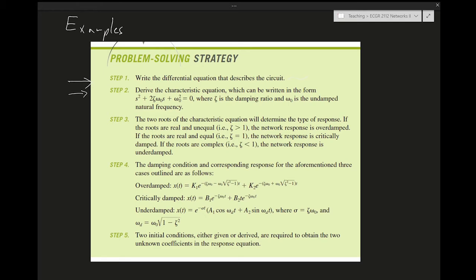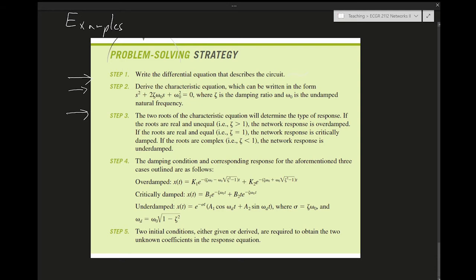So the second step is to write the characteristic equation that corresponds to that differential equation, and that's allowed us to deduce what omega naught is and what zeta is. Zeta directly tells us what kind of response we will get, right? So that's step 3. From zeta, we can tell if the response is going to be underdamped, overdamped, or critically damped. And we also need to solve the characteristic equation to find the roots, right? So that we can write down the solution.